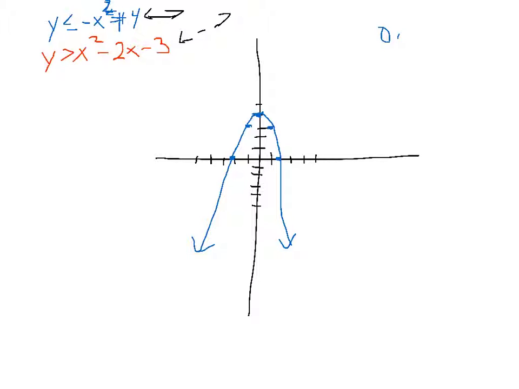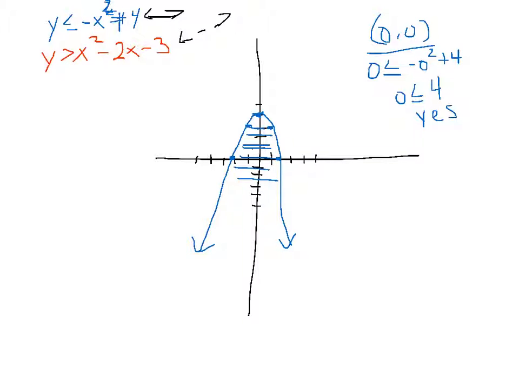So if we test (0, 0) for my blue inequality, we'll have 0 is less than or equal to negative 0 squared plus 4, which would be 0 is less than or equal to 4. This is a true statement. So that means we're going to be shading inside this blue parabola.